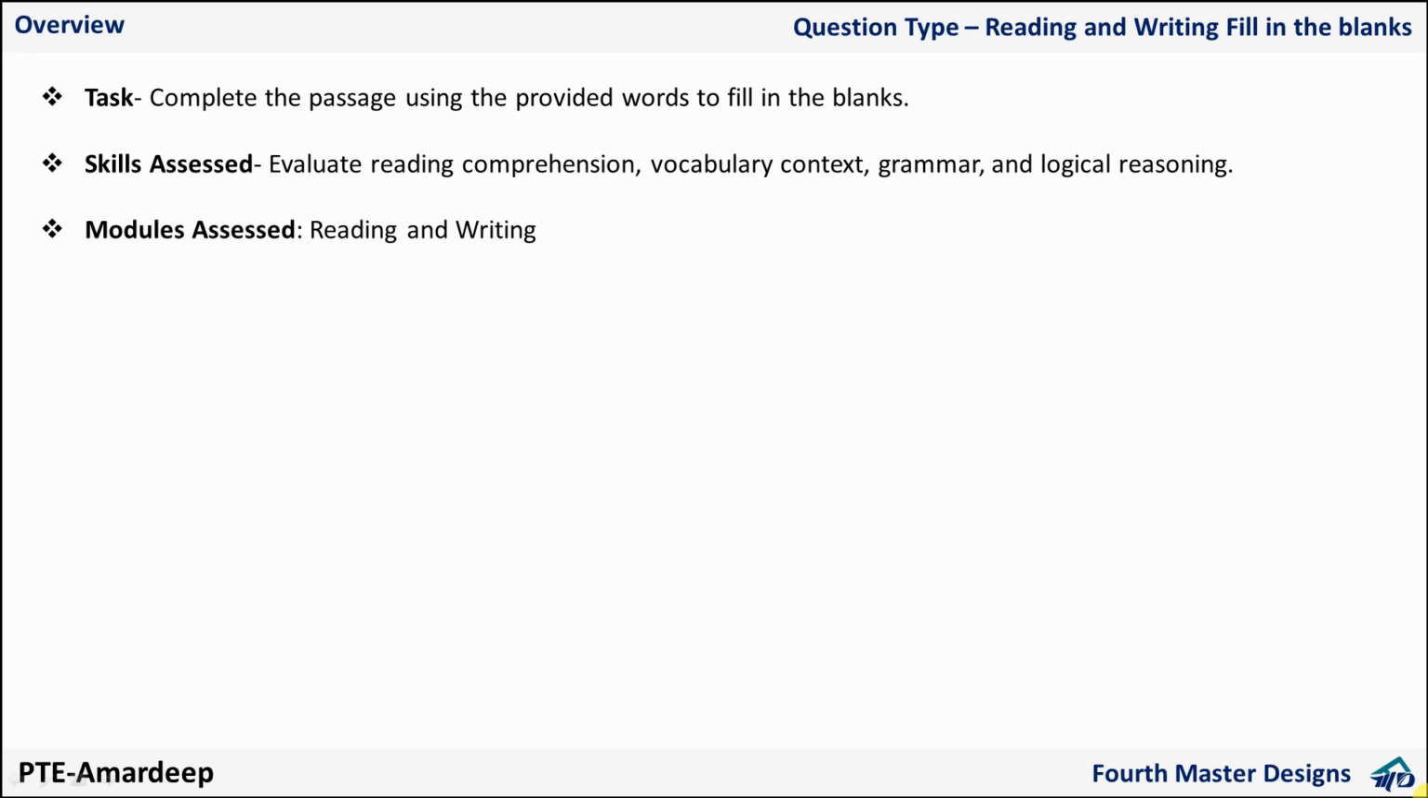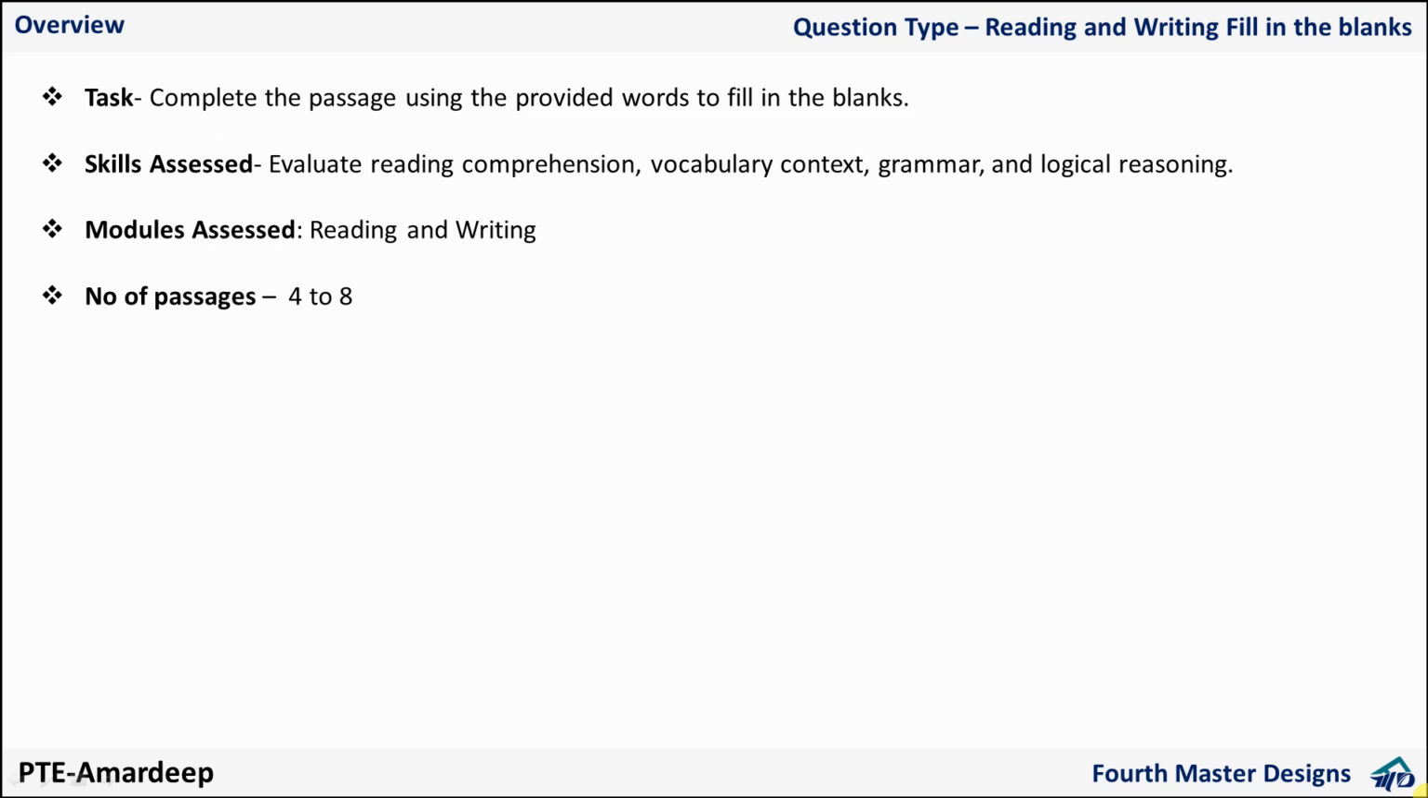They are not just checking whether your answer is correct or not. Sometimes they will give you two words, correct words, and both will be kind of correct. In that case, you have to select the most appropriate one. So they're checking your logical reasoning, your grammar, your vocabulary, your comprehension skills, and that's why it contributes to both of these. Then about the number of passages, you will get maybe 4, maybe 5, maybe 6, it depends.